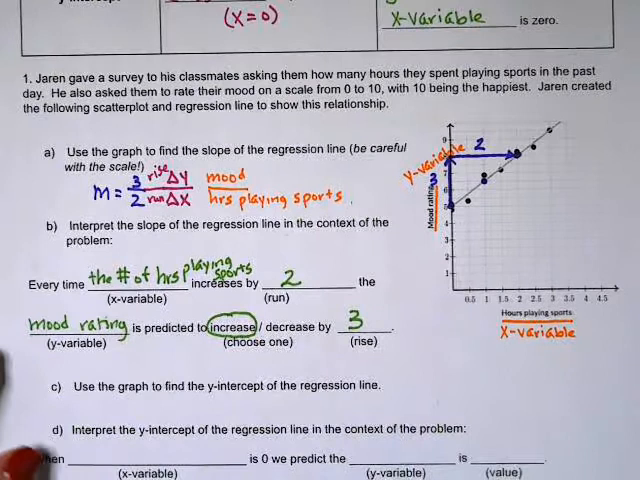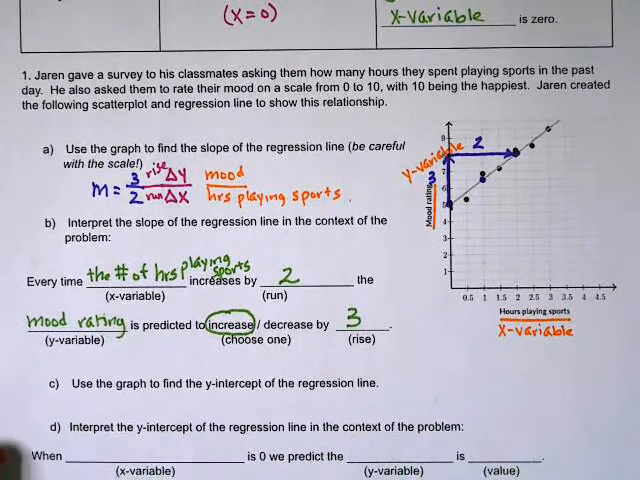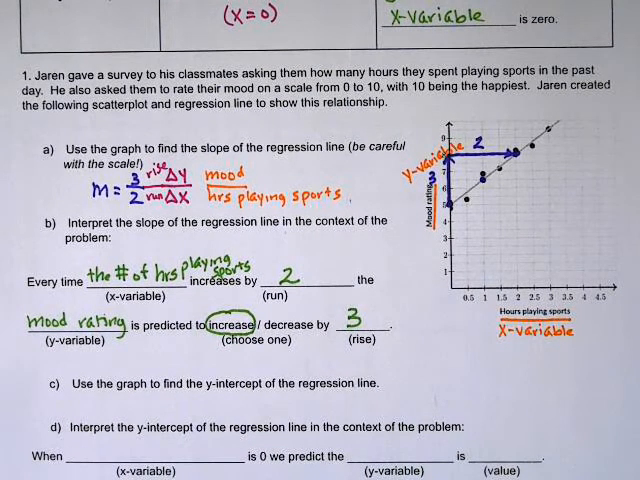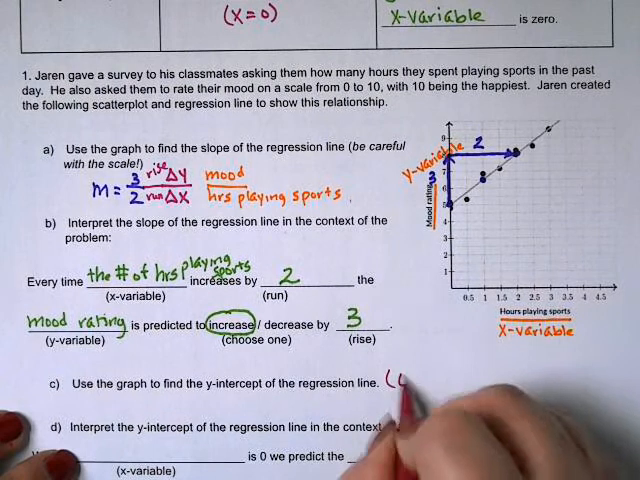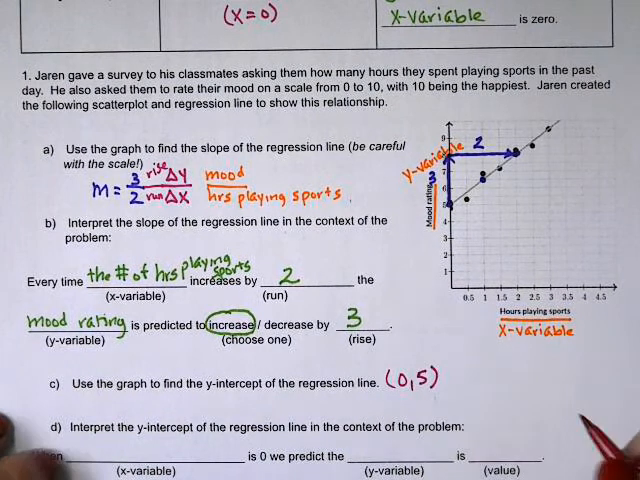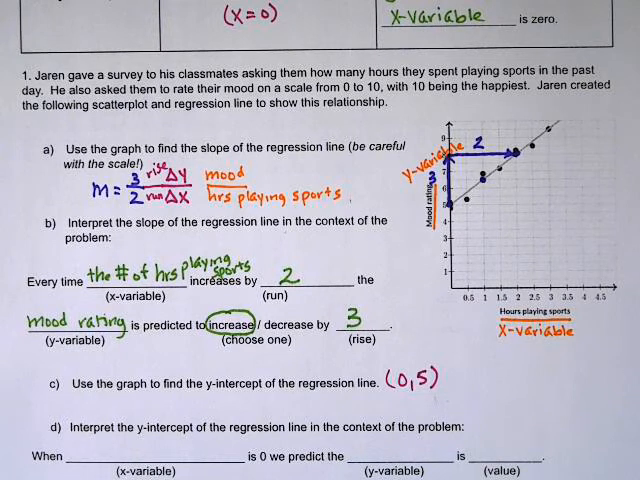Let's try and interpret the y value now. So use the graph to find the y-intercept of the regression line. So we did that already. We found that the y-intercept was the point (0, 5). So let's talk about what this means in context. Again, we've kind of got this fill in the blank for you guys to go with.